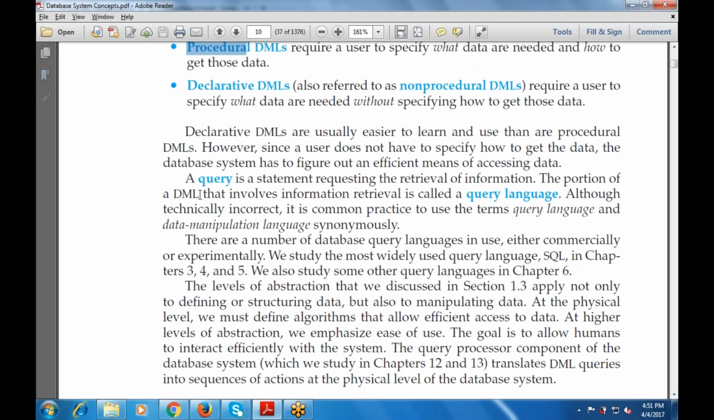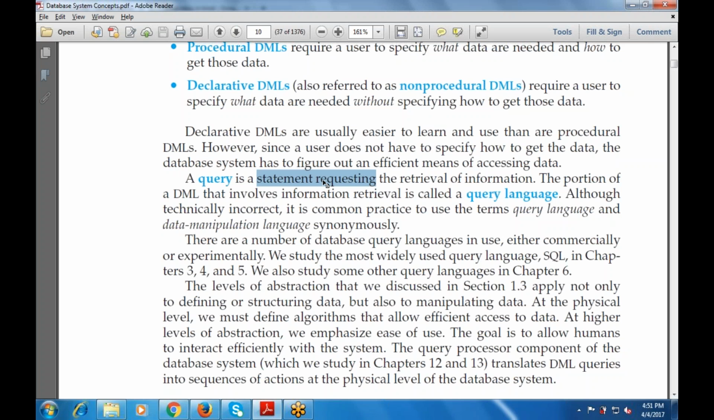In this terms, there is a part that is a query. This is a statement or the condition applied requesting the retrieval of the information. For example, select star from employee. This is the query that is used to fetch the data from the database. So this is a statement requesting the retrieval of the information. And the portion of a DML that involves information retrieval is known as a query language. Although technically correct, it is common practice to use the terms query language and DML synonymously.